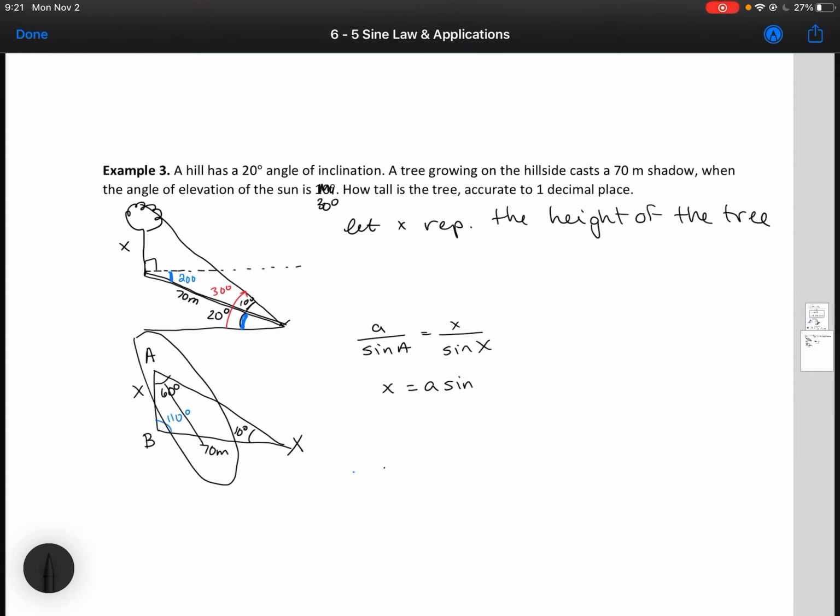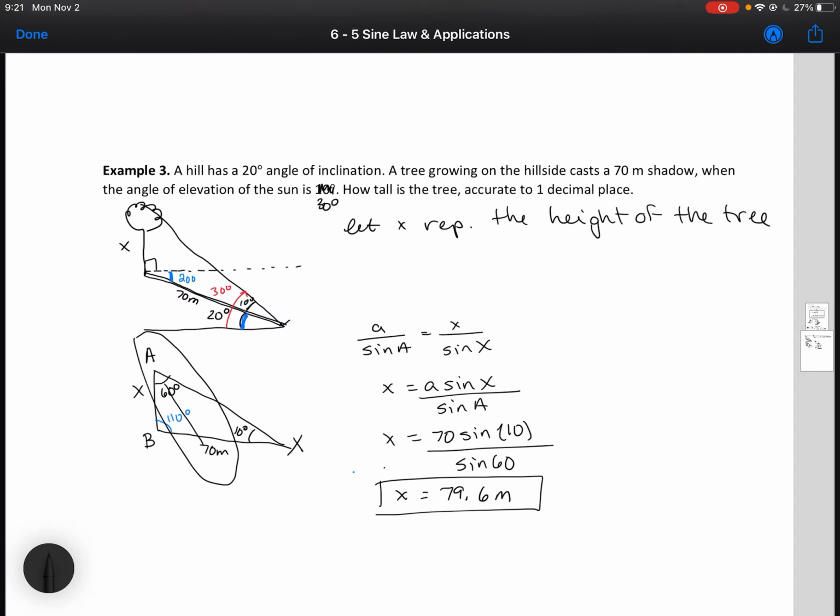Again, I'm going to rearrange by multiplying both sides by sine X to get x by itself over sine A. And now I can substitute in my values here. So a is 70 meters, sine X is 10 degrees, and sine A is 60 degrees here. When I evaluate that on my calculator, I'm going to get that x is about 79.6 meters.